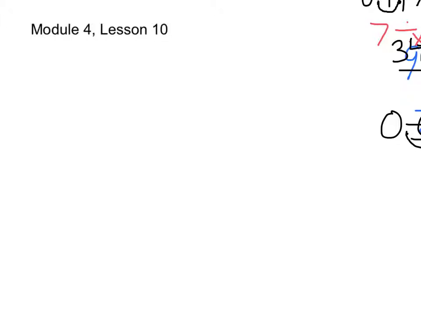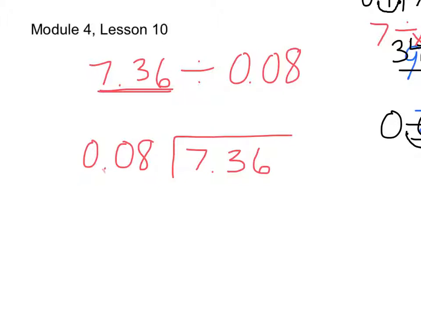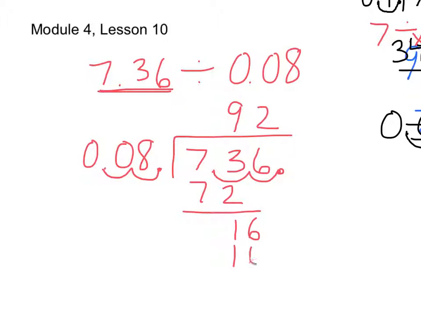Okay, we'll clean up. This time we've got 7.36 divided by 0.08. So remember, this is the number being divided. It's going to go in the house. 0.08. Well, now I've got hundredths. I need to multiply by 100. I'll do the same thing over here. And then divide it like normal. 16 equals 92.